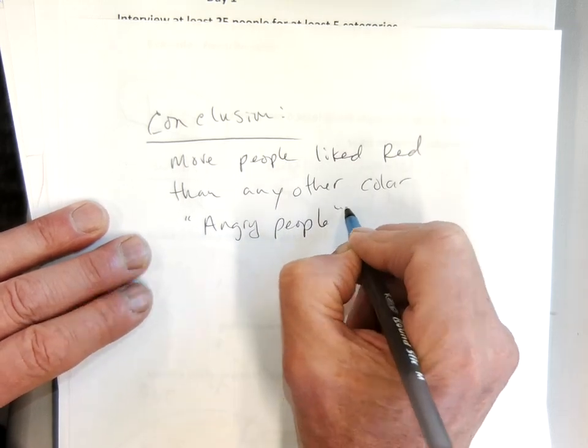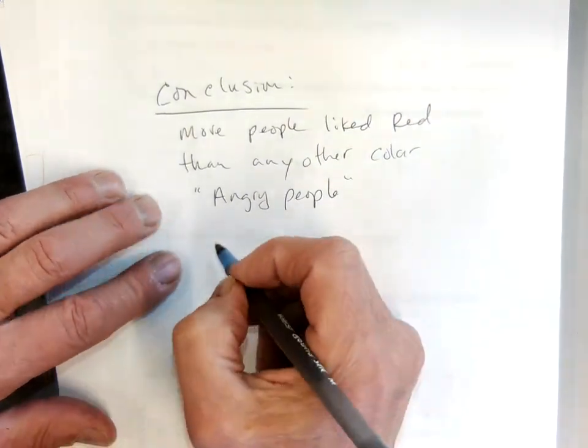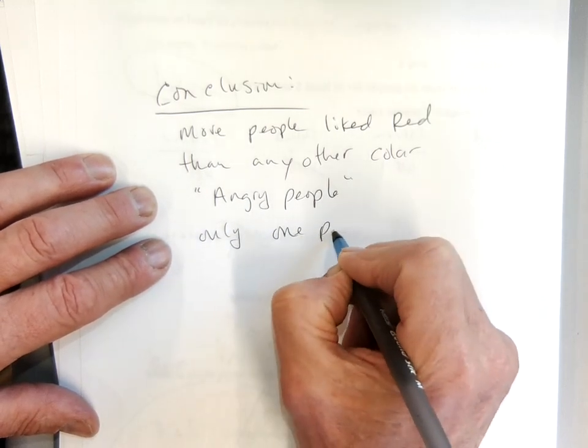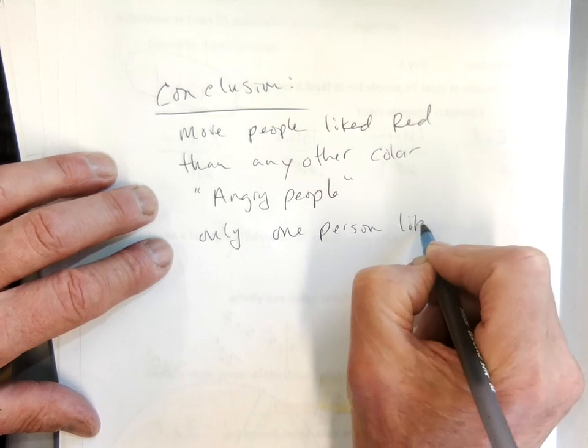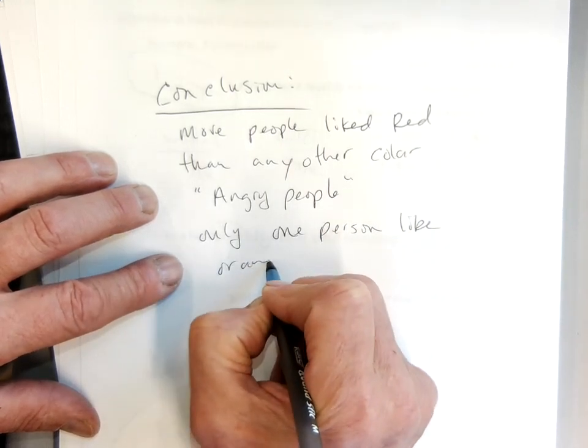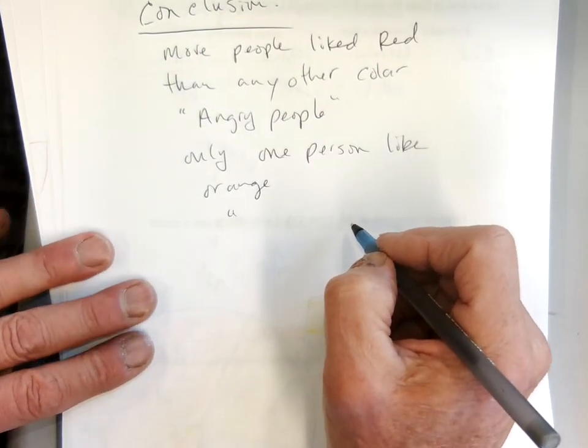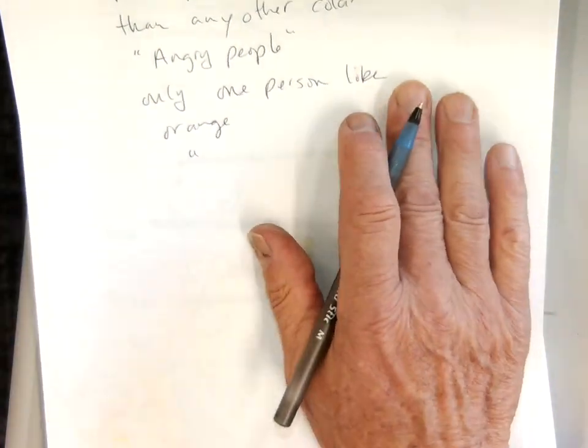I don't know. And then same thing with orange. Here's my conclusion: only one person liked orange, and I'll say that's only because people don't like to eat fruits and vegetables anymore. I don't know, whatever my conclusion is, right? So you guys, when you interview, people are going to tell you things, or you can ask.